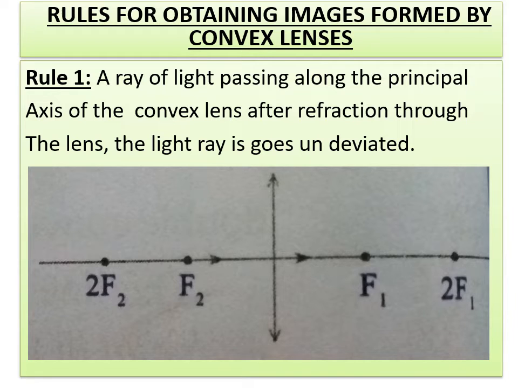So coming to rule 1, what is this? A ray of light passing along the principal axis of a convex lens, after refraction through the lens, goes undeviated. So what is this? Just listen. You have remembered the convex lens representation from the earlier online video class. The same thing here, the representation is like this.